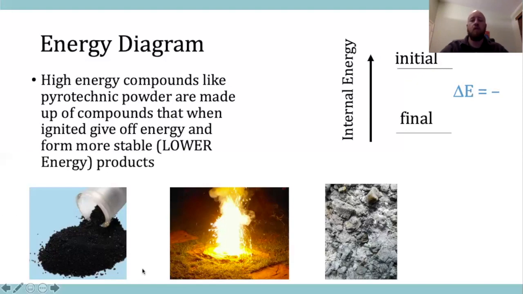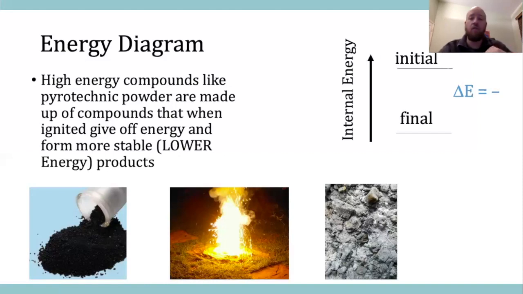All right, so the black powder is unstable. When it's ignited, it gives off a lot of energy. And at the end, it's this ash. There's nothing you can do with that ash. You can't reburn it, right? It's lost all of its energy. It is a more stable product. So it goes from a high energy product down to a more stable final product.